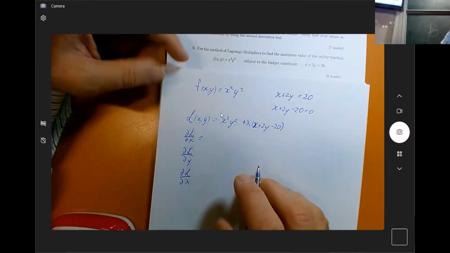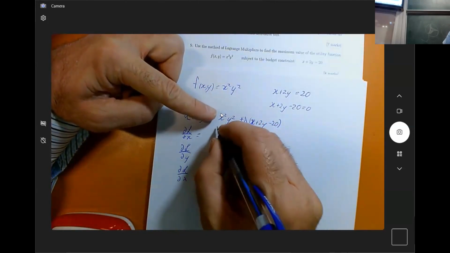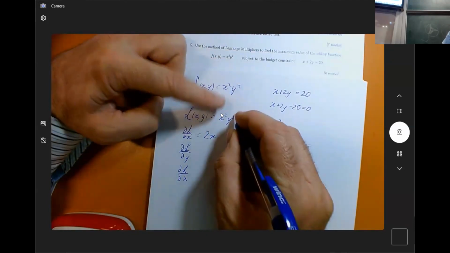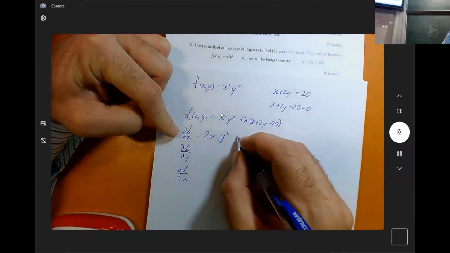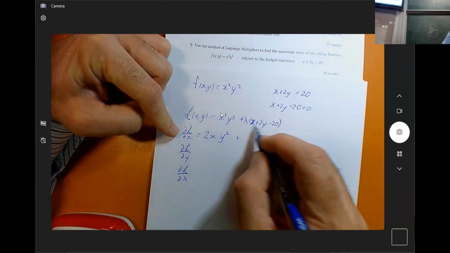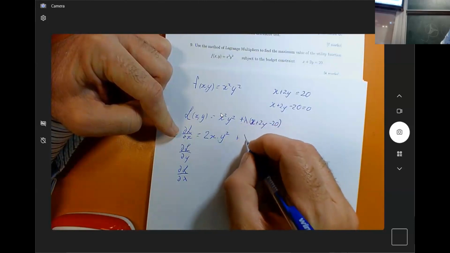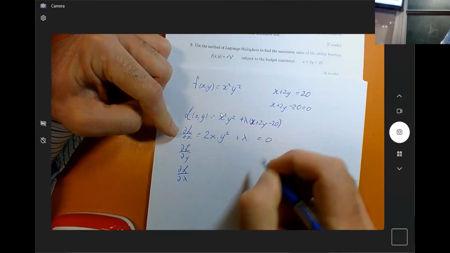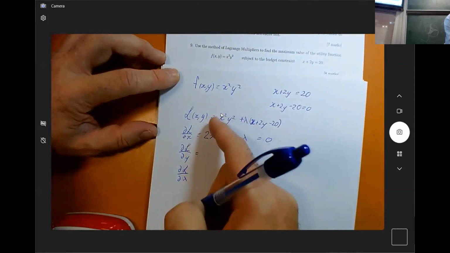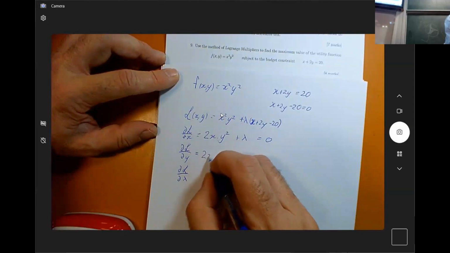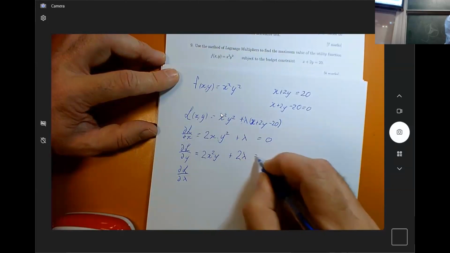When we're doing this with respect to x, we differentiate the x, so x squared goes to 2x. We're treating the y as a constant because it's a partial derivative, so we're timesing by y squared as well. Differentiating the constraint term, my x gives me 1, so it's lambda times 1. We set that equal to 0. In a similar way, when we do the y, we get 2x squared y plus 2 lambda is equal to 0.